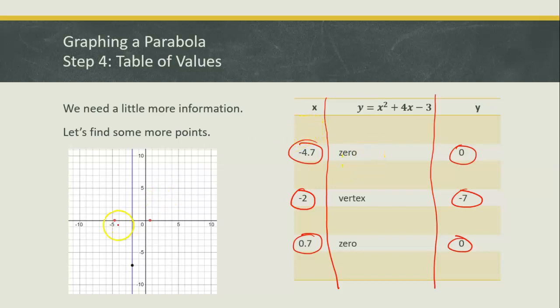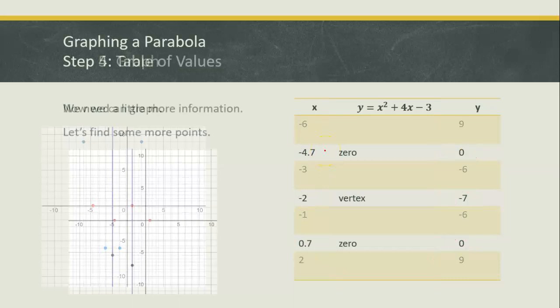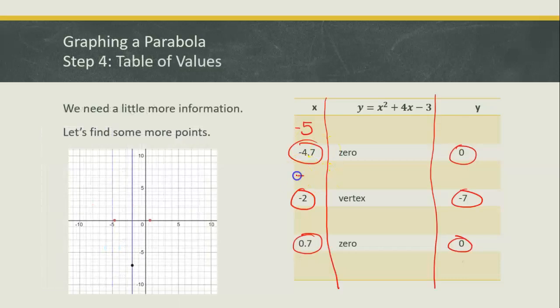So let's see, what's something that's to the left? It would be negative 5. What's a number that's in between negative 2 and negative 4.7? Let's use negative 3. And a number in between 0 and negative 2, we'll use negative 1 there.